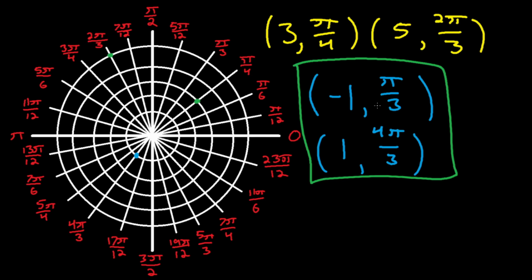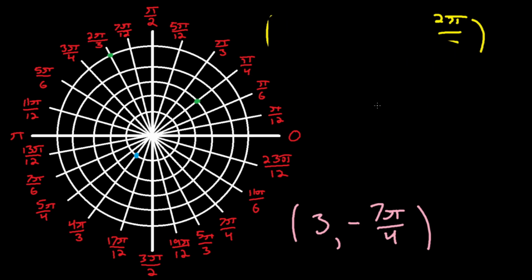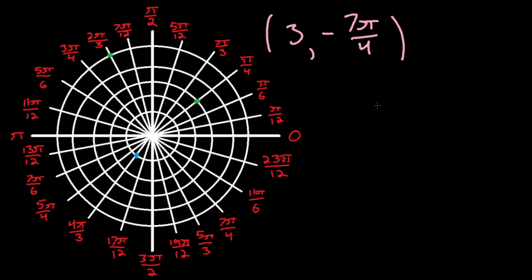Okay, how about in the case where you have, let's use pink, how about in the case where you have, let's say, 3, negative 7 pi over 4. Okay, what is this? Oh, might have to clear some space for this. What is this? Well, this right here has a negative. The angle that you see here is not any of the angles that you see along your polar plane, correct?